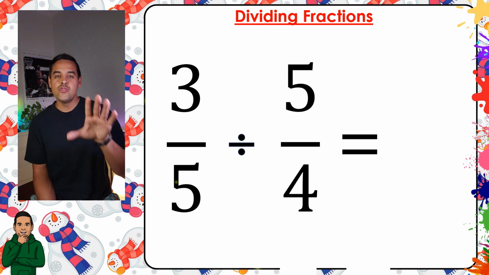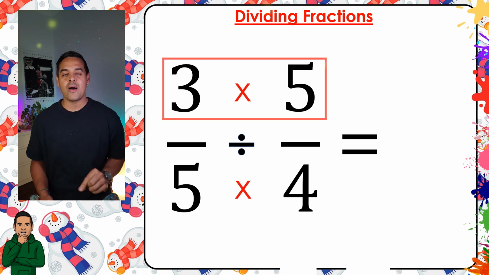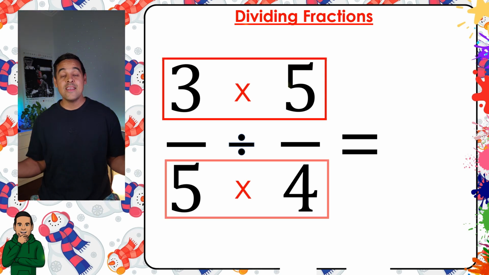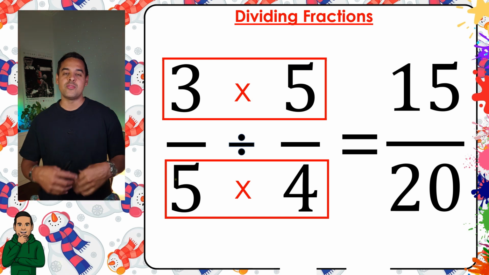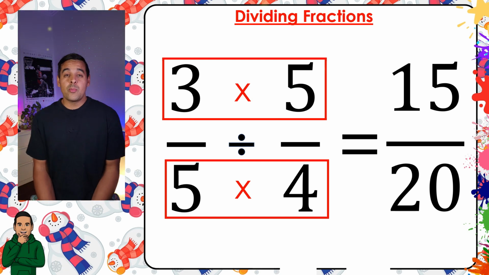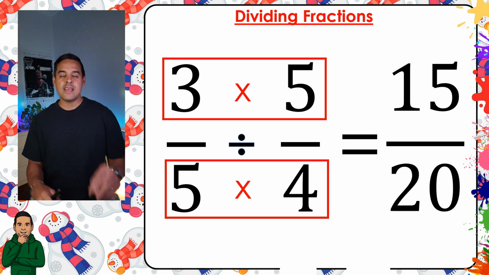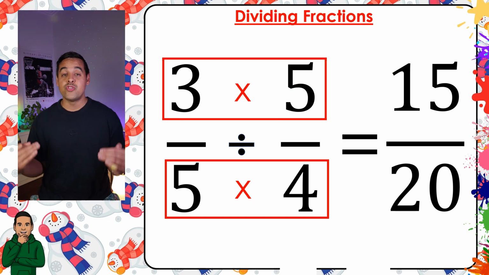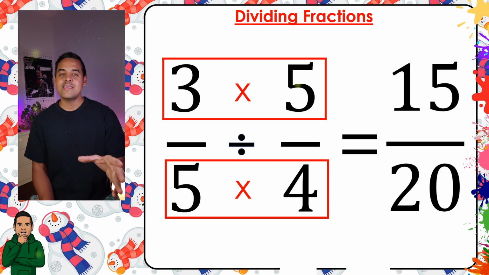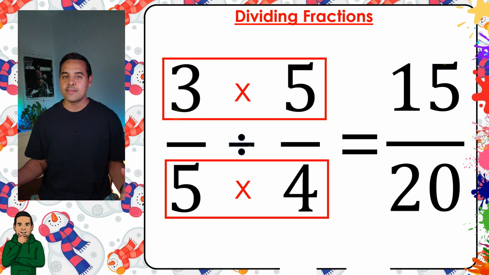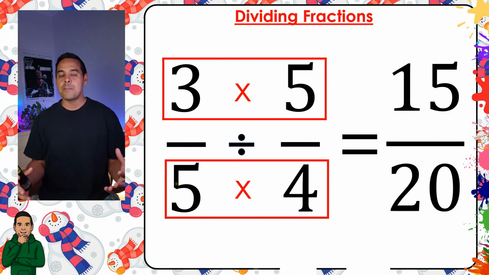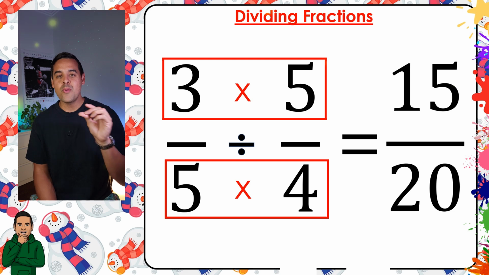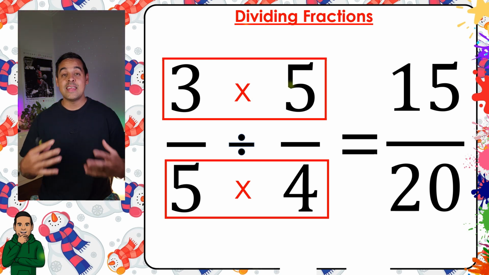So now that we have our new fraction here, we need to multiply our numerators together and we need to multiply our denominators together. So 3 times 5 is going to be 15 and 5 times 4 is going to be 20. Now this is the first time we don't have an improper fraction, which means our numerator is not larger than our denominator. So we can simply go ahead and find the highest common factor between both the numbers 15 and 20. What's the largest number that both our numerator and our denominator can be divided into evenly?